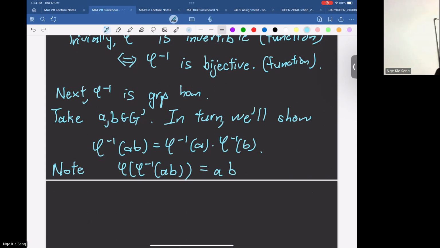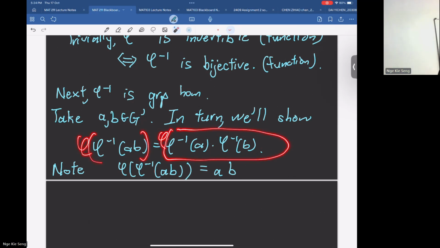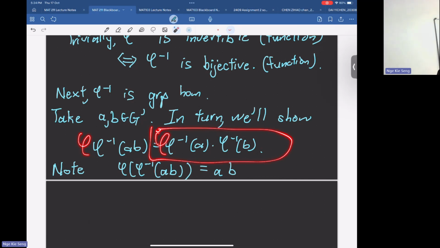But this is not what you want, right? You want something else. If you want to apply phi on both sides, what do you get? You need to produce these terms. Not just this, but phi inverse A, phi inverse B. Is it possible or not?